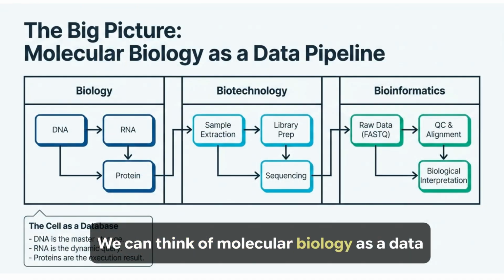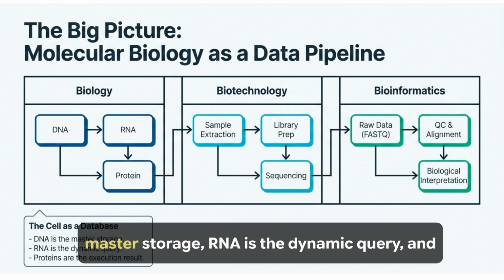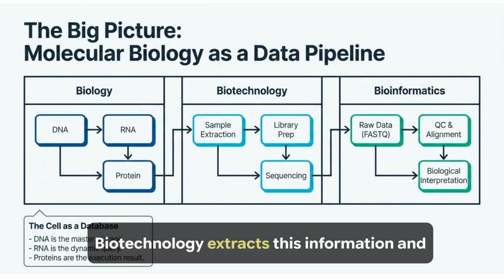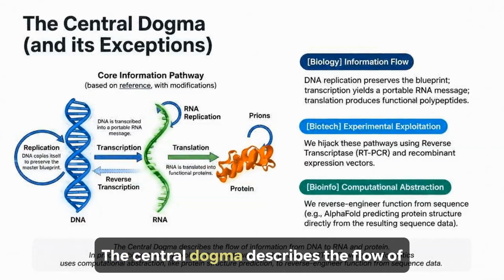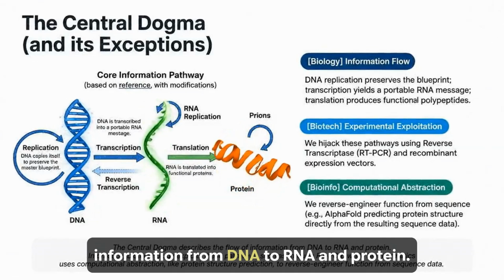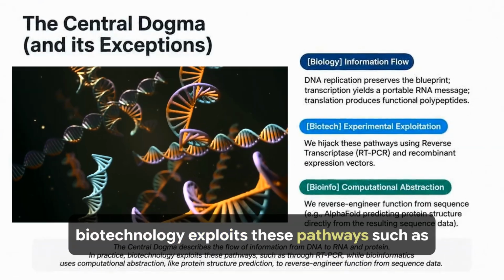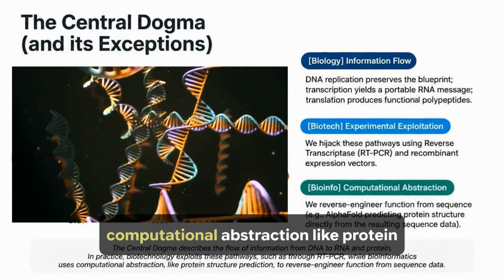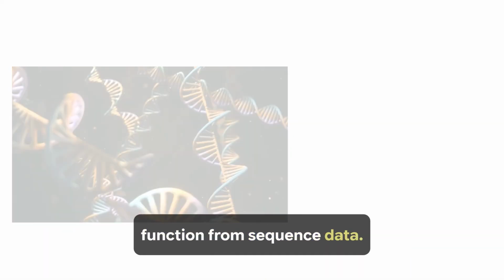We can think of molecular biology as a data pipeline. The cell acts as a database where DNA is the master storage, RNA is the dynamic query, and proteins are the final execution result. Biotechnology extracts this information, and bioinformatics interprets the data. The central dogma describes the flow of information from DNA to RNA and protein. In practice, biotechnology exploits these pathways, such as through RT-PCR, while bioinformatics uses computational abstraction, like protein structure prediction, to reverse engineer function from sequence data.